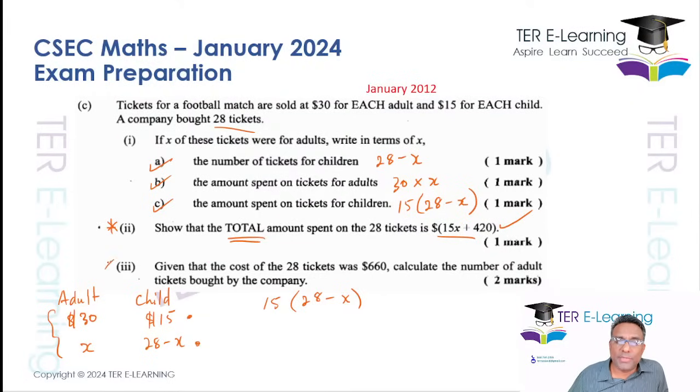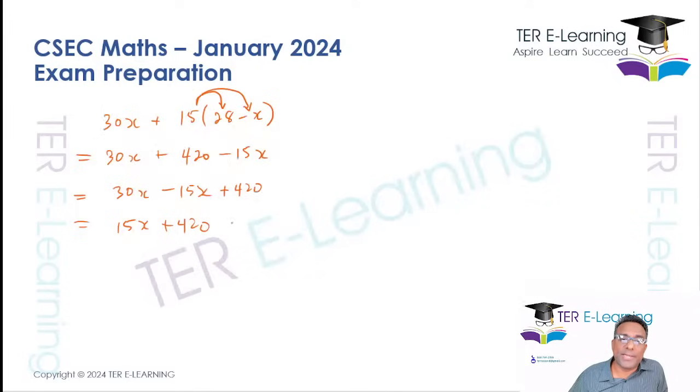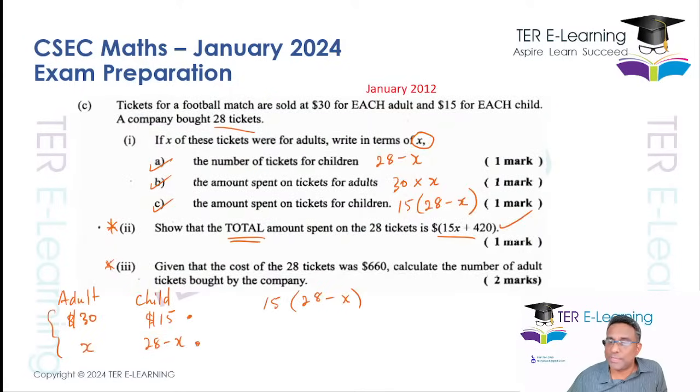Next thing now, the third part. Given that the cost of the 28 tickets is $660, calculate the number of adult tickets bought by the company. Now remember, the number of adult tickets bought was X. So what they're trying to get us to do is set up an equation so that we can figure out what X is. All we need to do is take the total amount of money, 15X plus 420, and put that equal to $660.